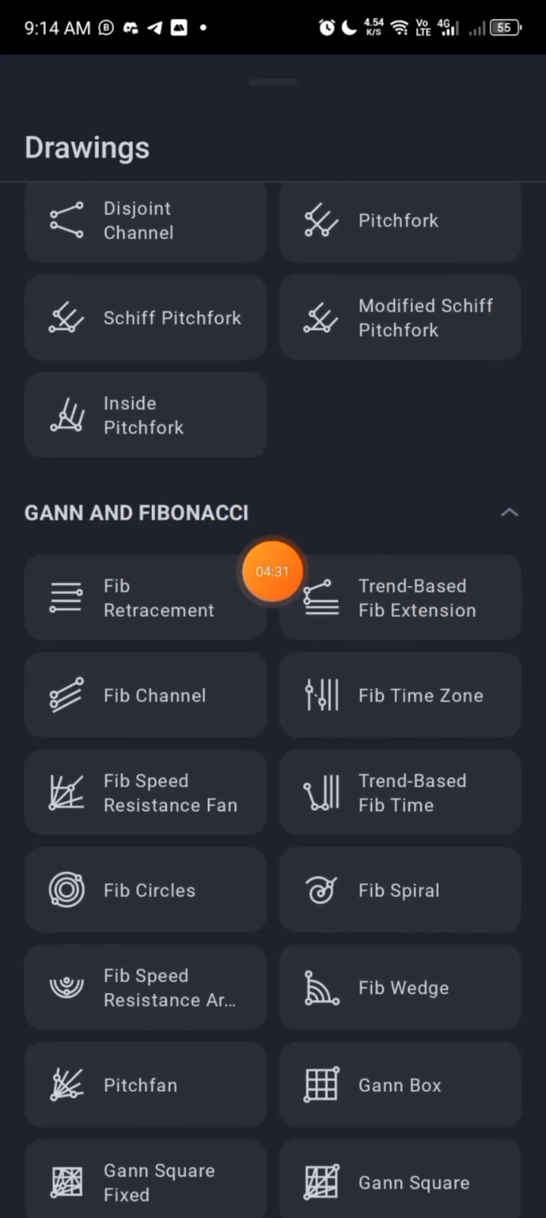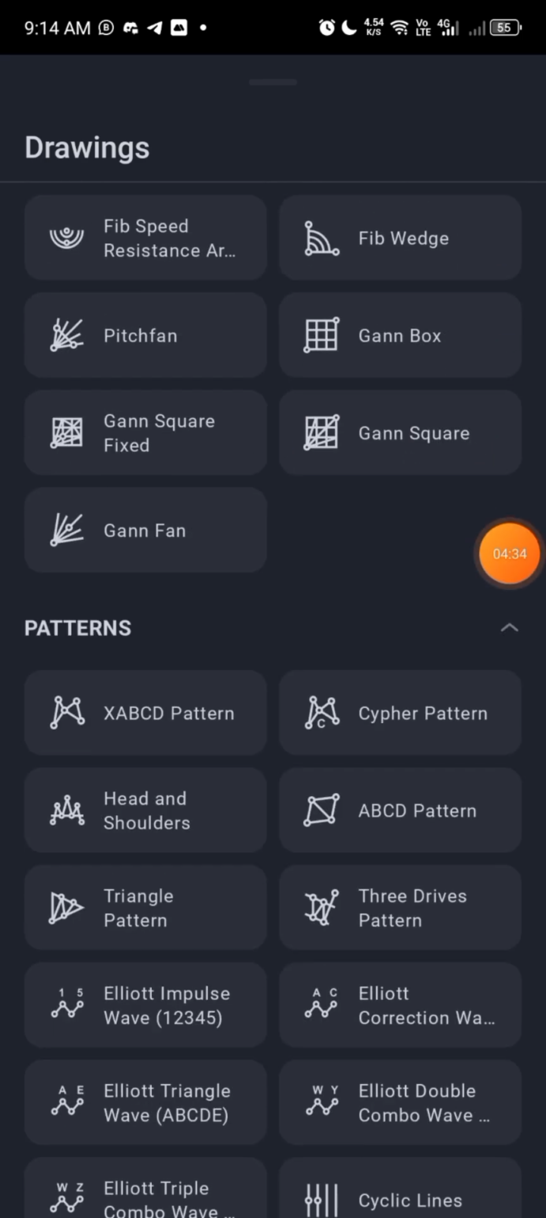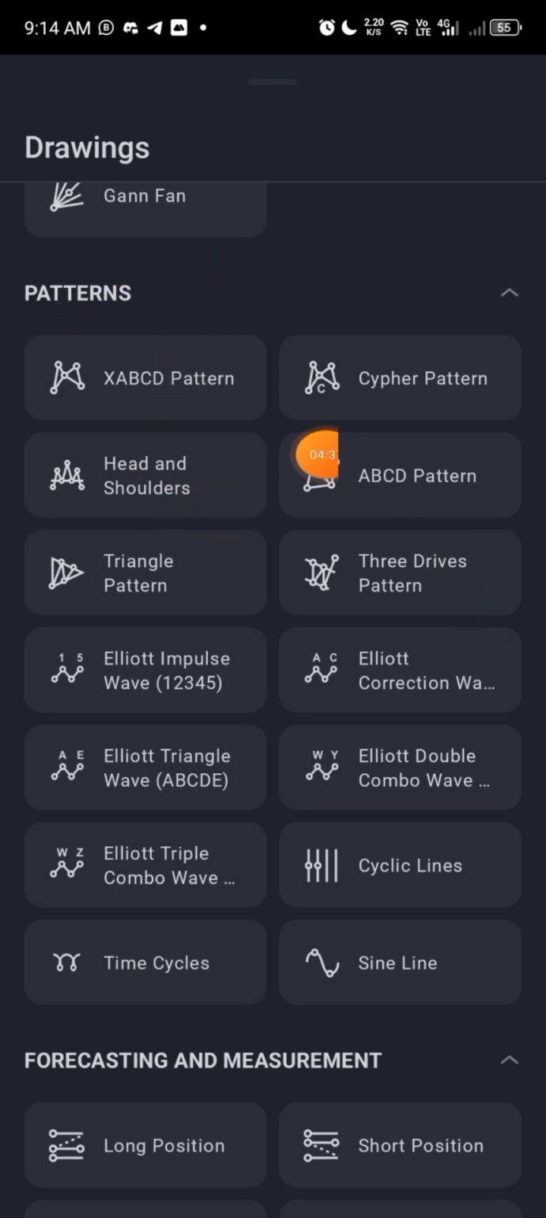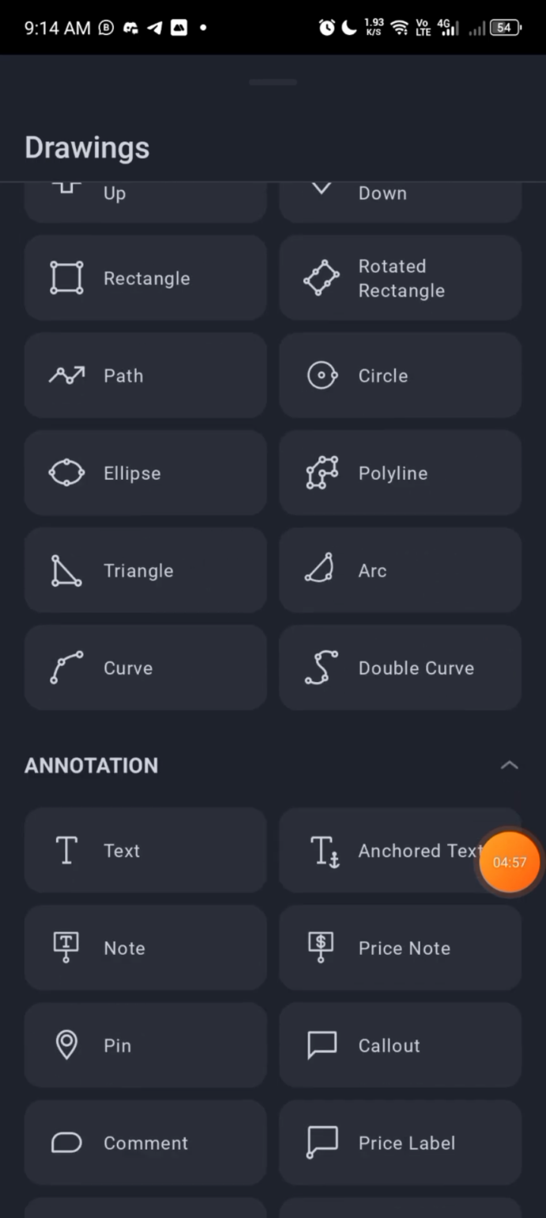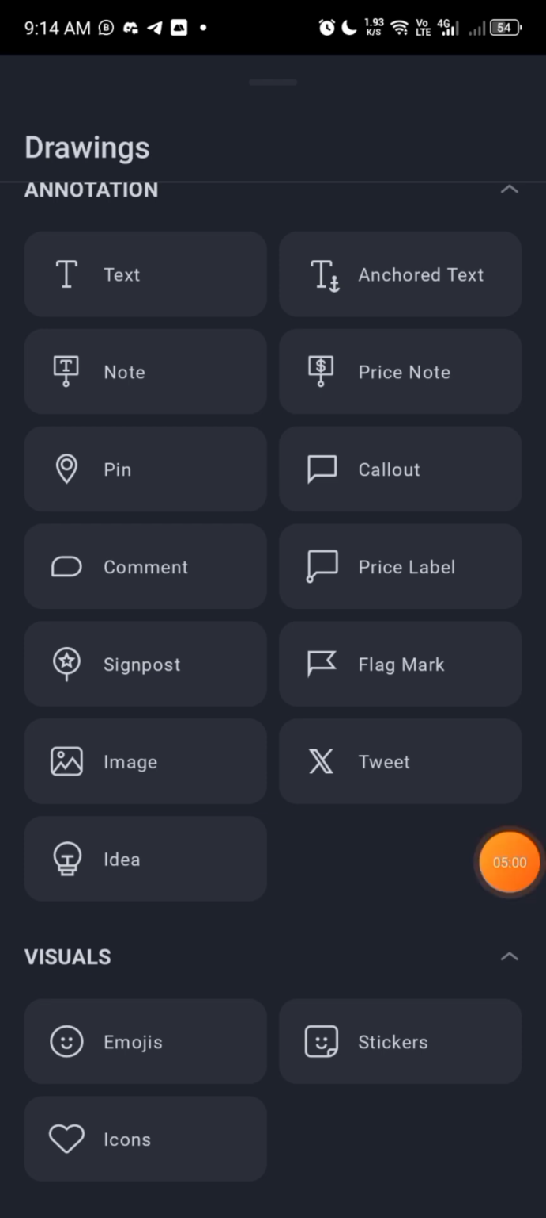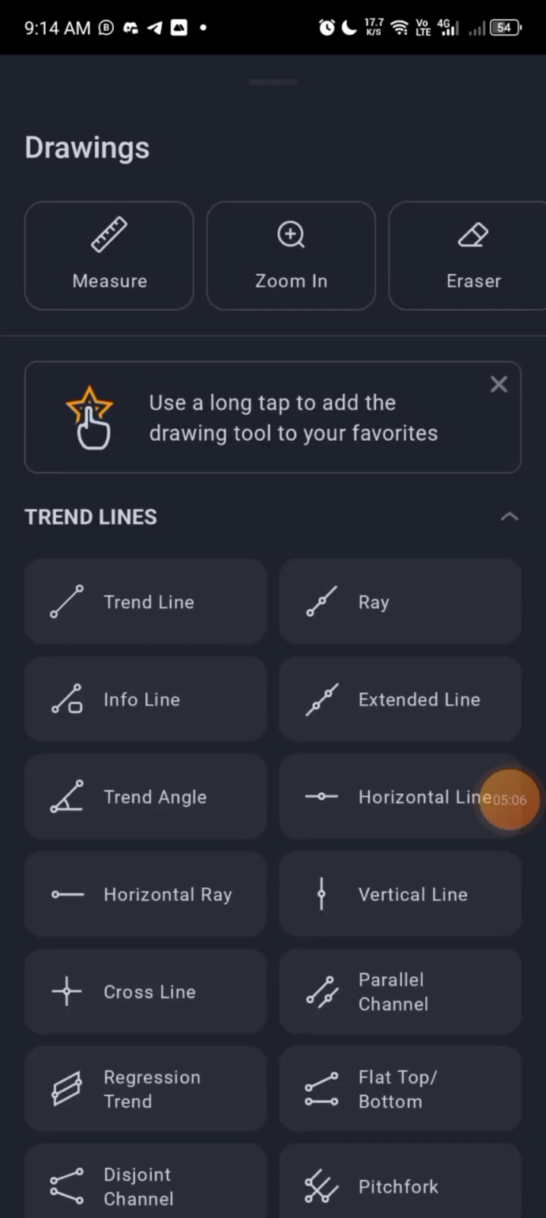Then you have what? Gann and Fibonacci. So these are all the tools under Gann and Fibonacci. And then you have patterns. These are all the patterns, different types of pattern, the bat pattern, cipher pattern, all of that we have here. And then forecasting and measurement. So you measure your profit and your loss. If you're shorting, you measure your profit. If you're longing, you measure your profit and all of that. Then geometry. So there are lots of tools here. And then annotations. These are annotations, and then these are what? Visual. So this is a very robust technical analytics tool that you can use to make your crypto journey a whole lot easier.